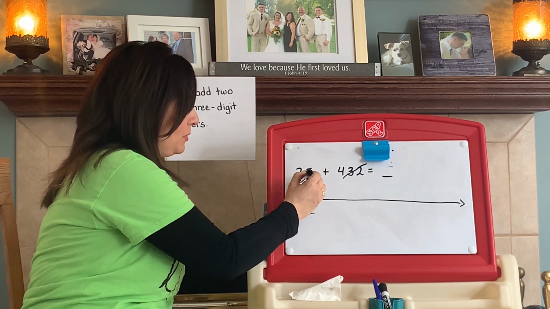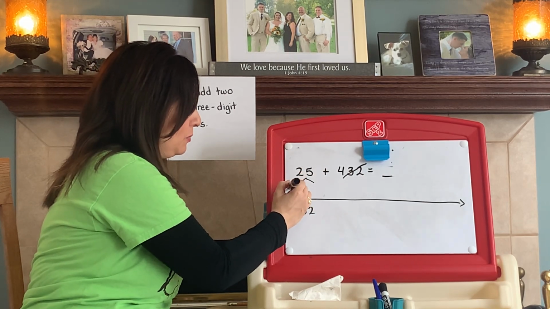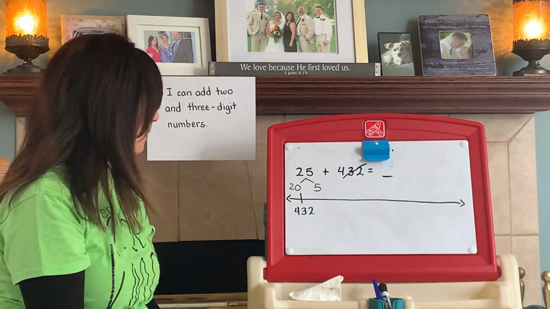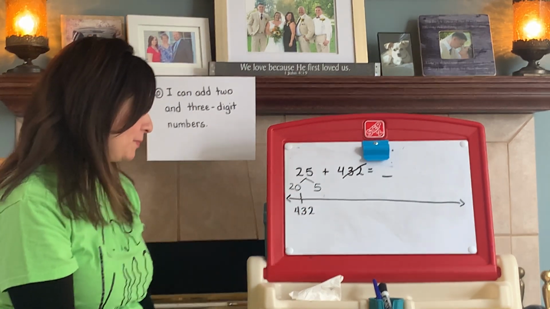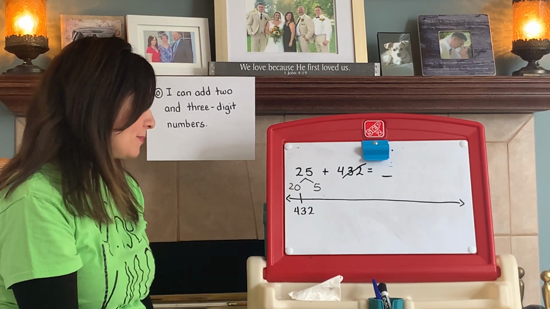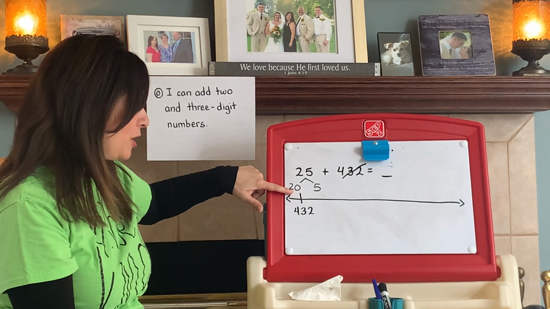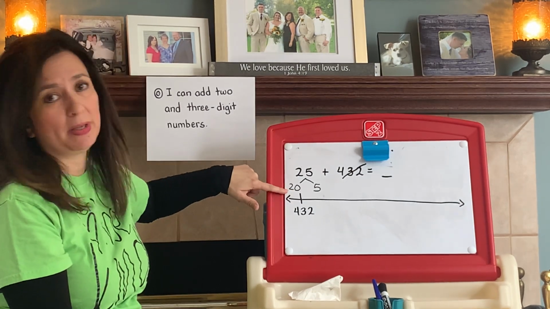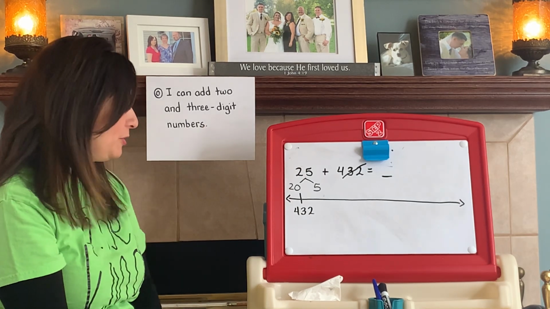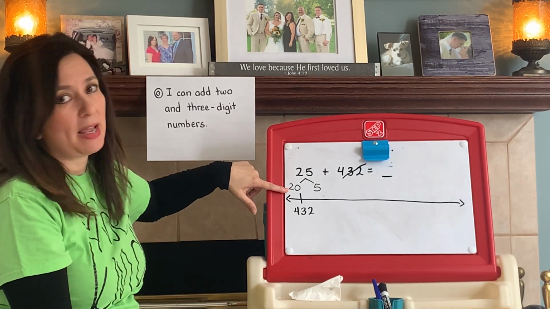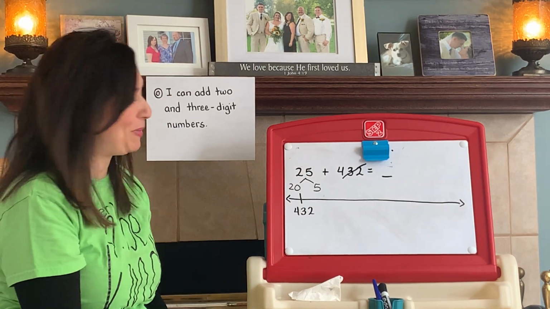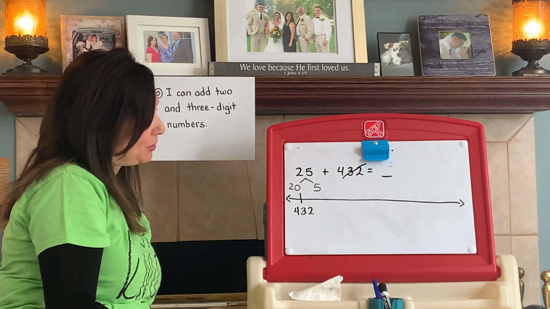I can decompose 25 into 20 and 5. Okay, I decomposed it by place value. Now I need to jump those numbers on my number line. Some kids will jump 432 plus 20. They'll take a bigger jump, and if you're comfortable with that, go ahead and do it. You could also think of this as you need to jump 2 tens. I know you probably hear my dog in the background. Okay, so I'm going to jump my 2 tens.